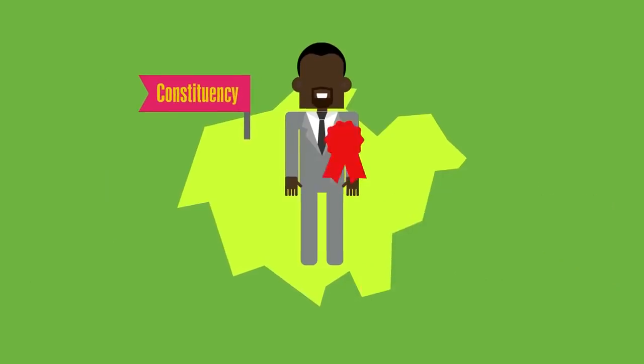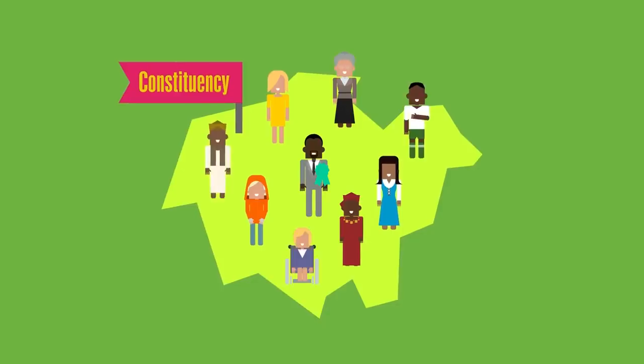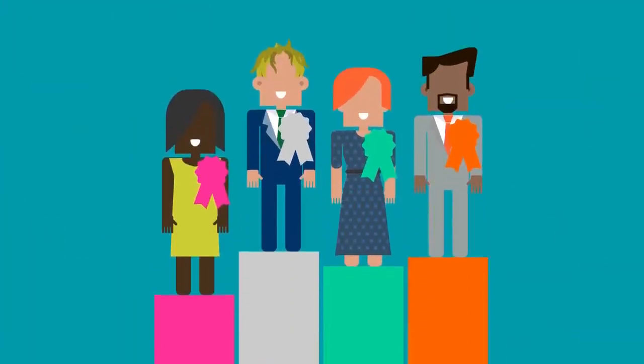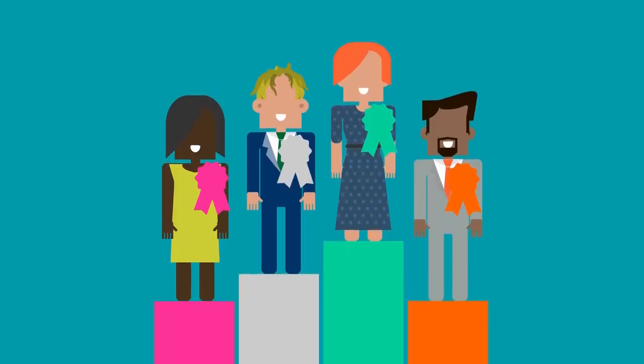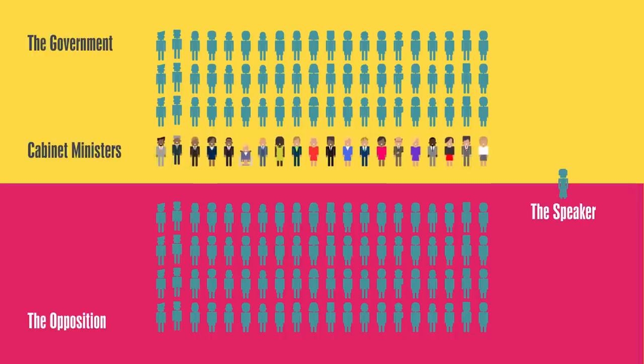They belong to either a political party or are independent and are elected by constituents of the area they want to represent. The leader of the party that has the most MPs elected after a general election becomes the Prime Minister and heads up the government. They choose a cabinet made up of 20 senior ministers, who coordinate each government department's work.